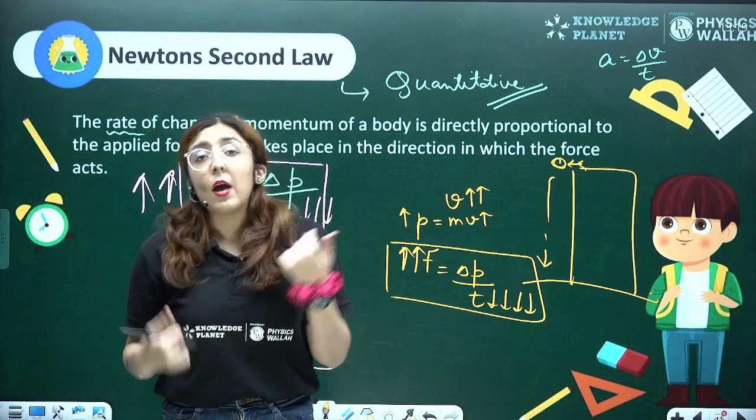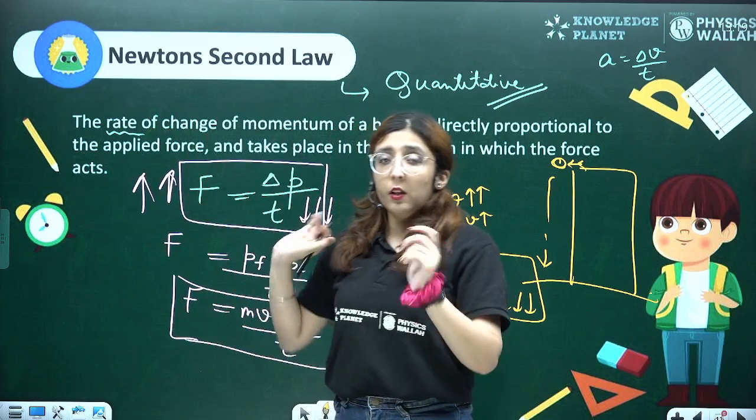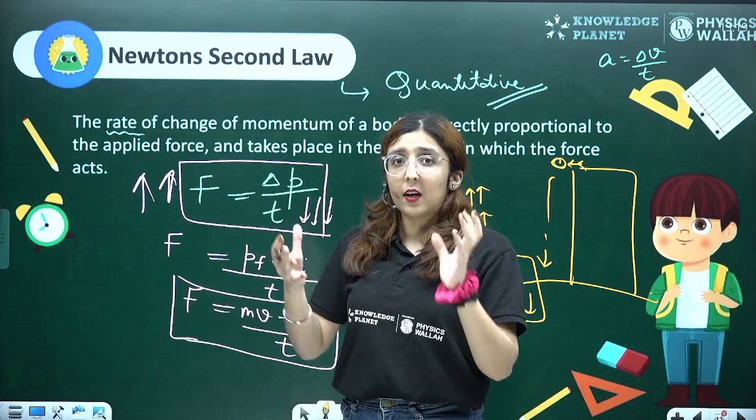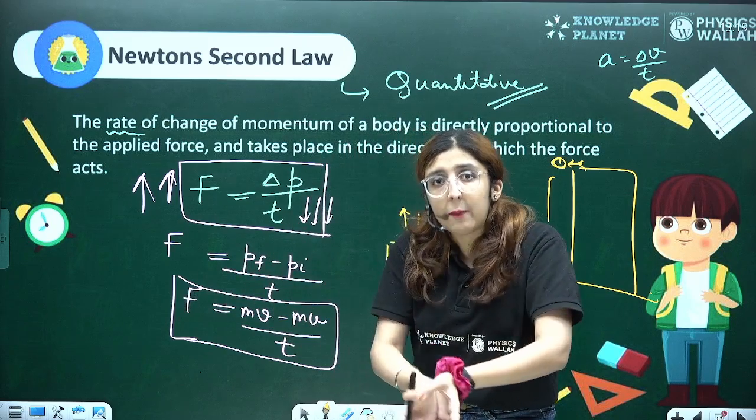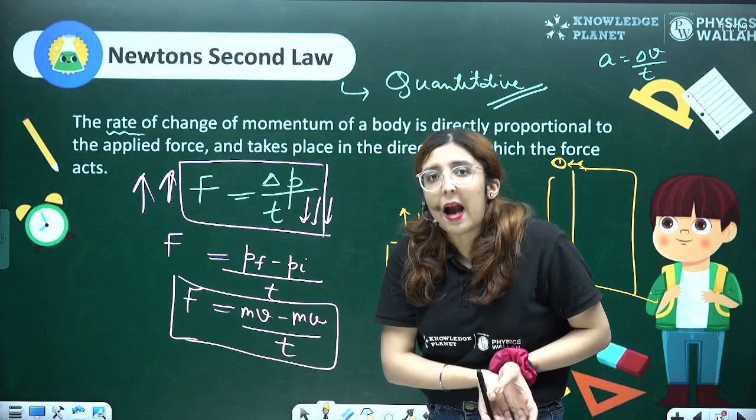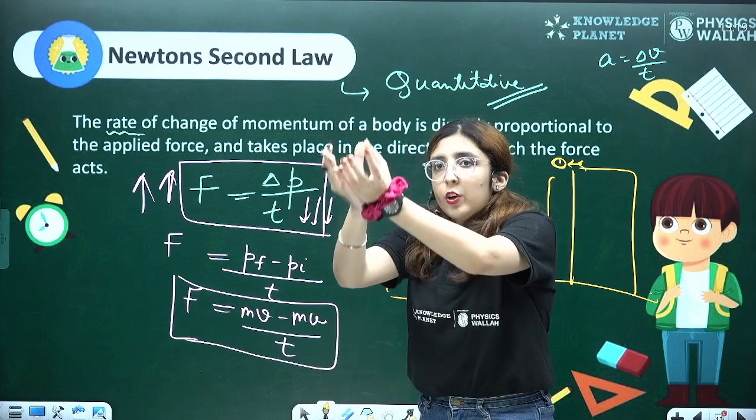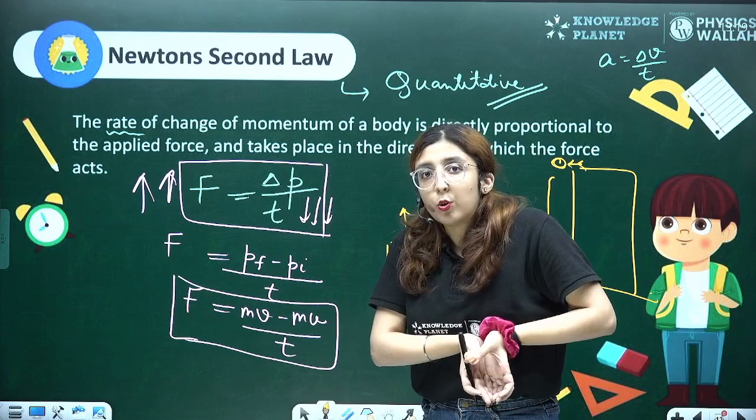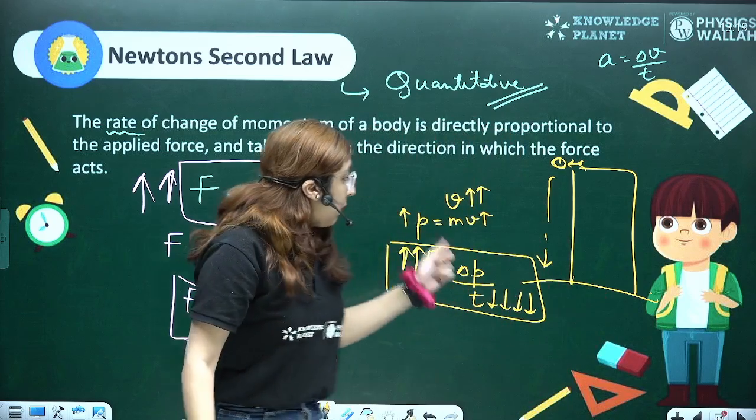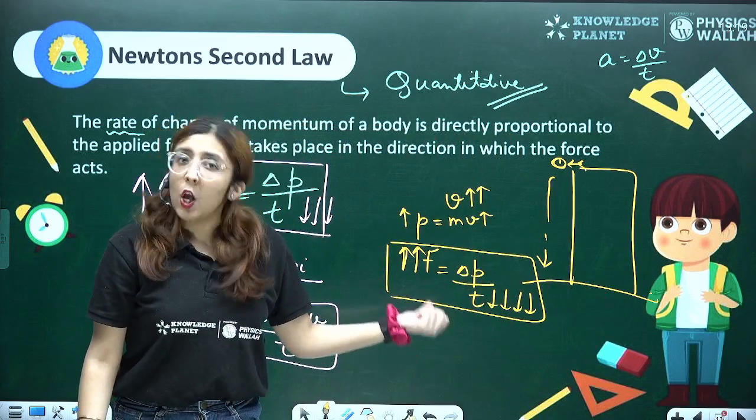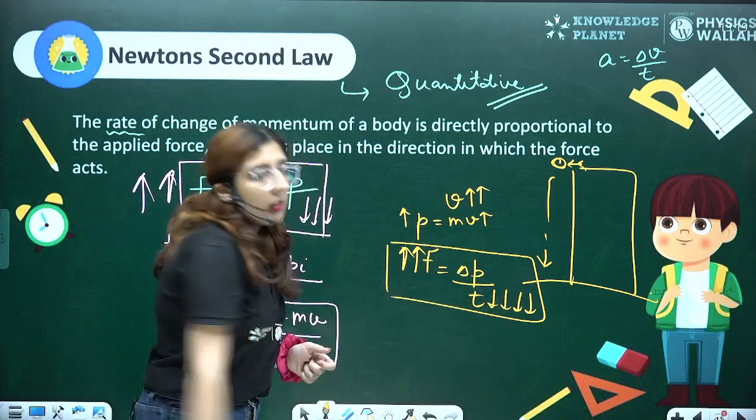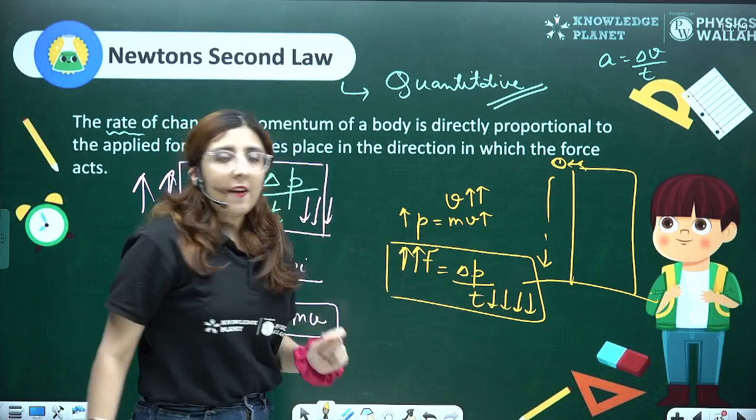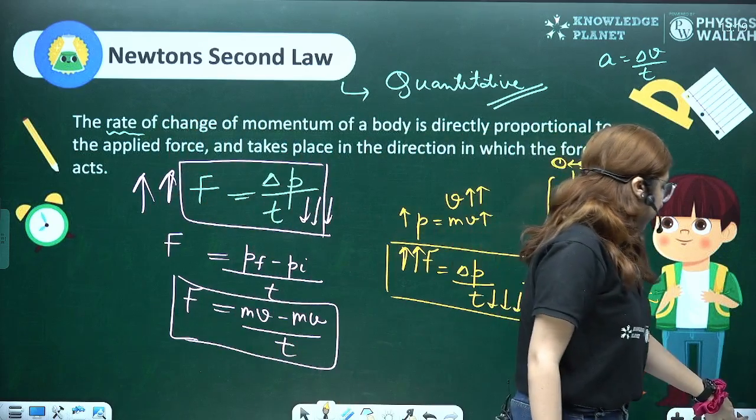That is why you probably would have seen in matches that the cricketer, the catcher, catches the ball by taking his hands back. Why? As he takes the hand back, he increases the time. By increasing the time, the force will decrease. Rate of change of momentum matters, and the rate over here matters a lot. Okay everyone, now moving ahead.